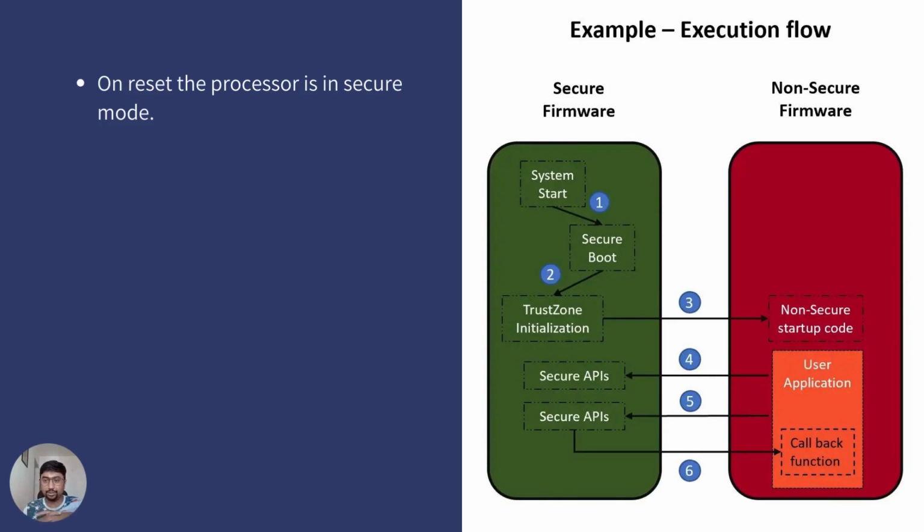So in order to make secure resources or secure functions available to the non-secure world, we need to define this area which is non-secure callable area. This area will be in the secure area, in the secure memory only, but that particular area will be accessible to the non-secure program as well. And we will see how that is done.